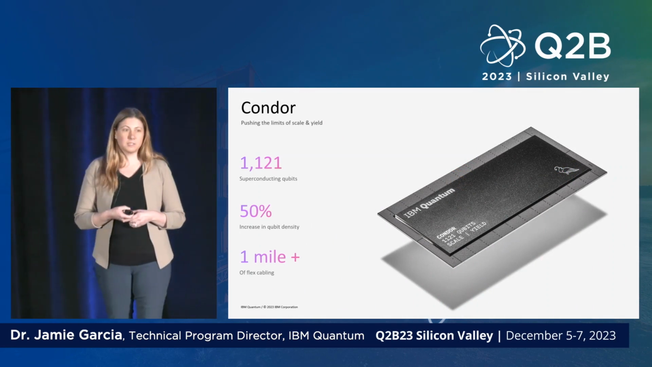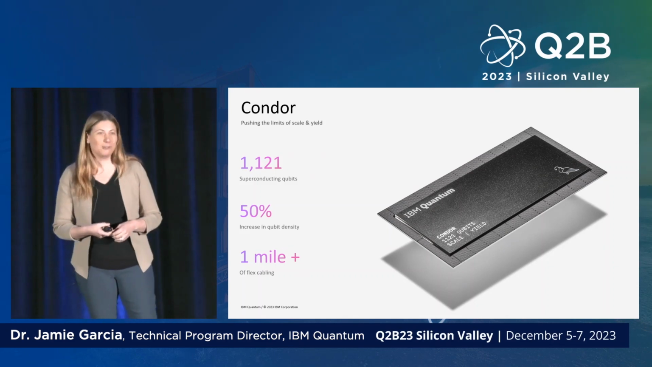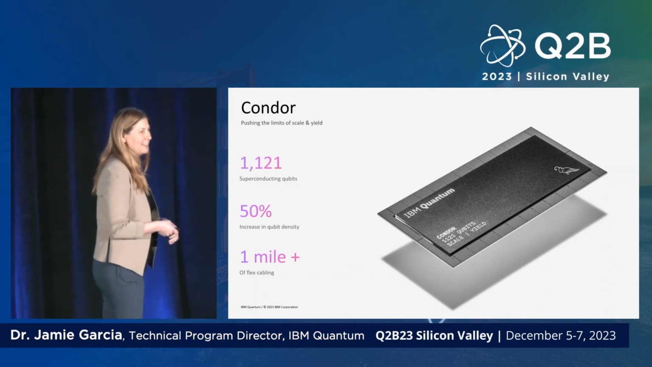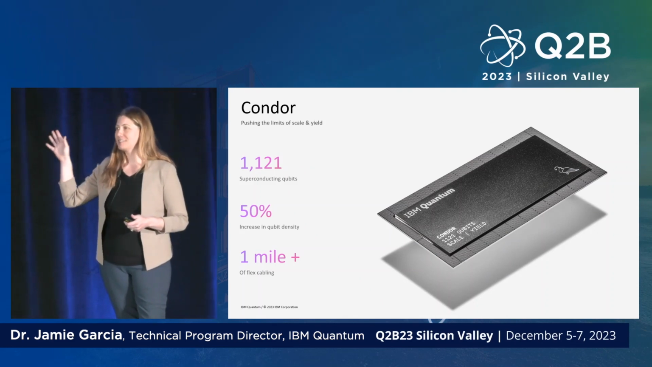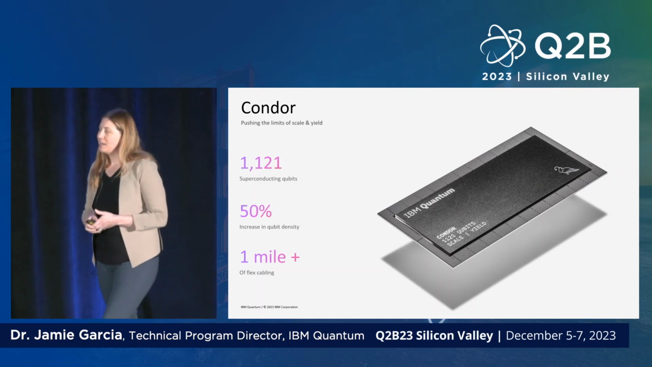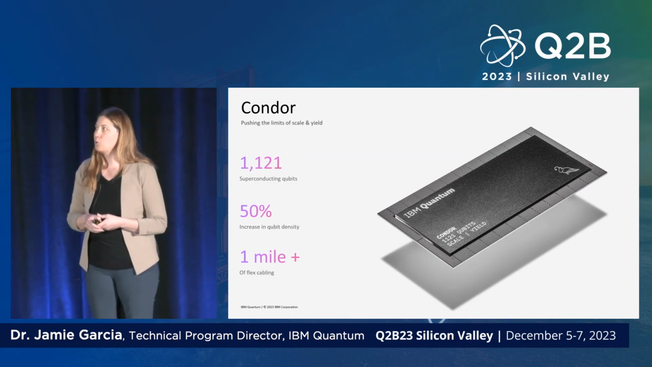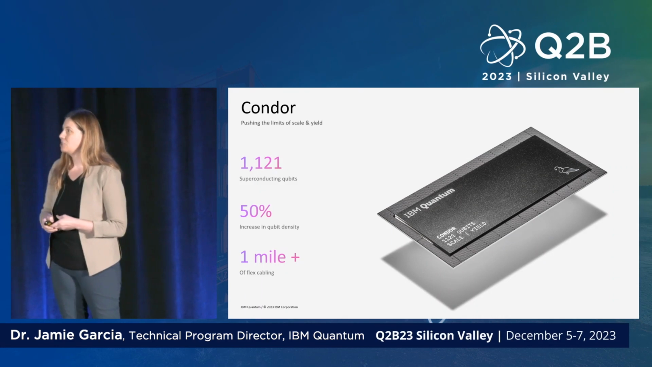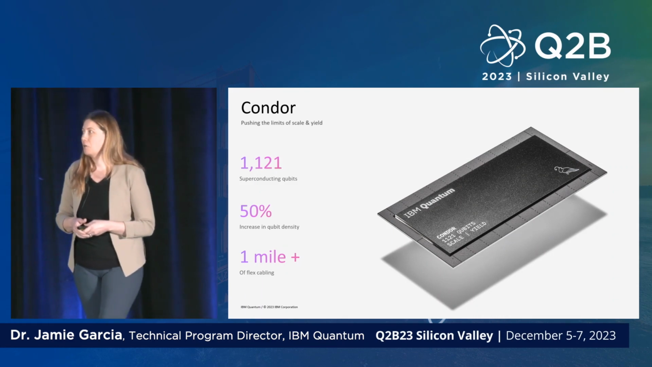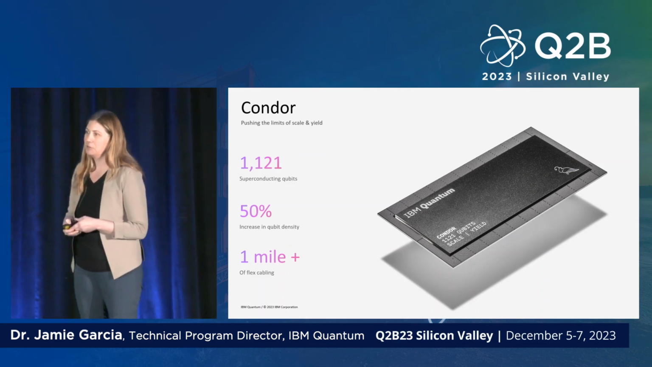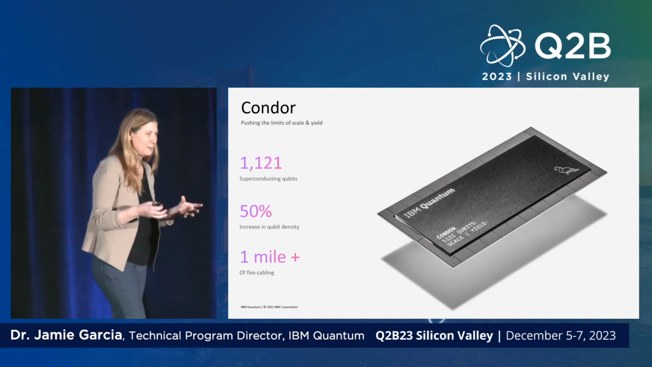Okay, so moving over into some of our hardware. So we announced this year Condor, woohoo! We checked off that box. We've been pretty consistent, I think, across the board in terms of checking off the boxes each year at Summit on our roadmap. So we did indeed achieve a 1,121 qubit chip. 50% increase in qubit density and a mile of flex cabling, which is kind of amazing if you think about the density that packs in.